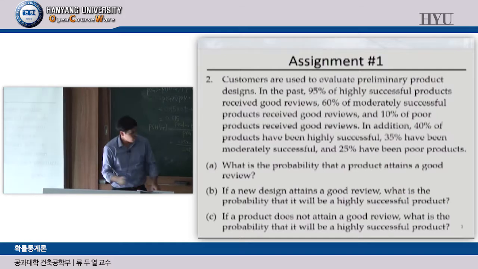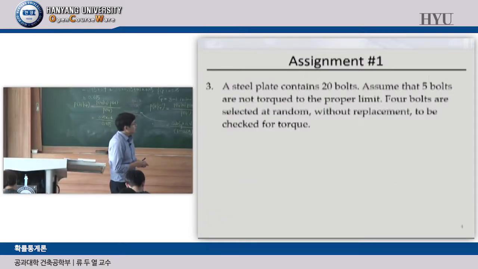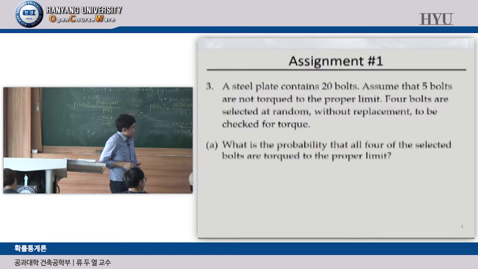So we can solve the second question also. And this is the third question. A steel plate contains 20 bolts. Assume that 5 bolts are not torqued to the proper limit, and 4 bolts are selected at random without replacement to be checked for torque. What is the probability that all 4 of the selected bolts are torqued to the proper limit?